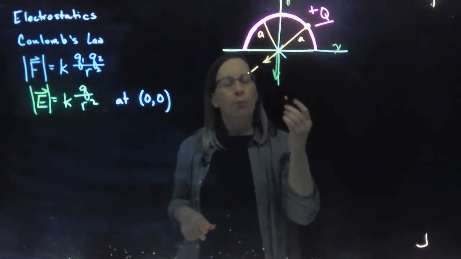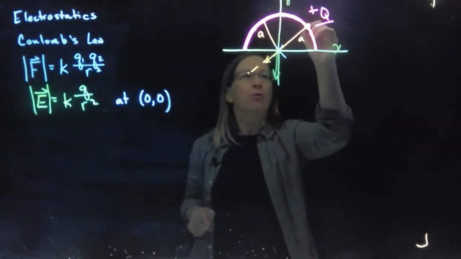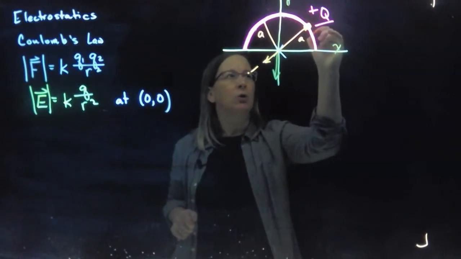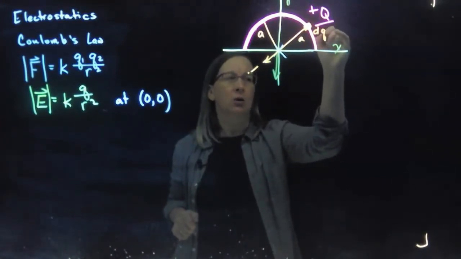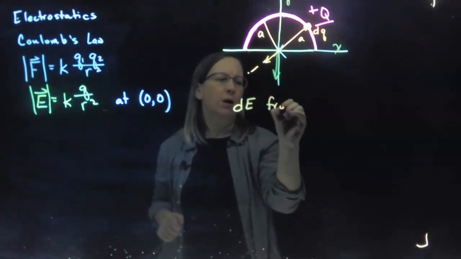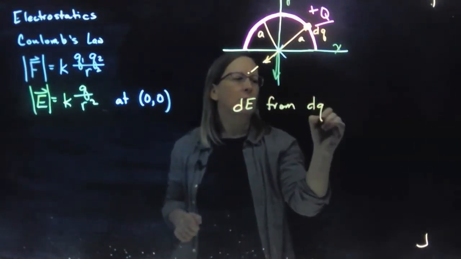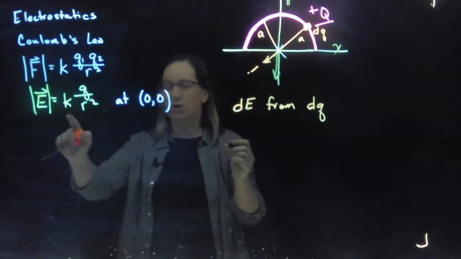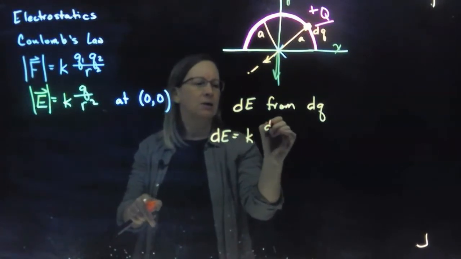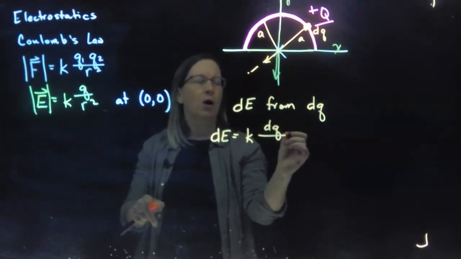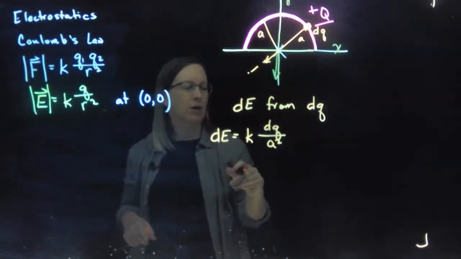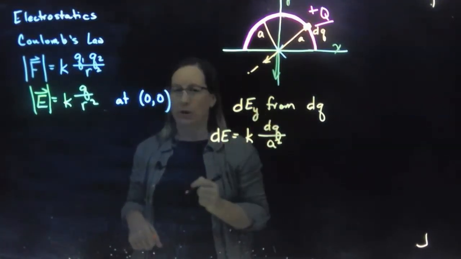So our program here is going to be find the electric field due to this little tiny bit of q. We're going to call it dq. So we want to find dE from dq. So that would just be dE, the magnitude, is equal to k dq over r, the distance, which is a squared. That's the magnitude of the electric field. Now we want the y component.